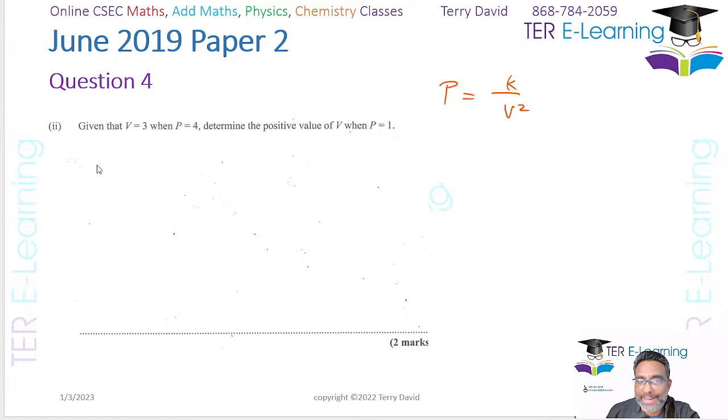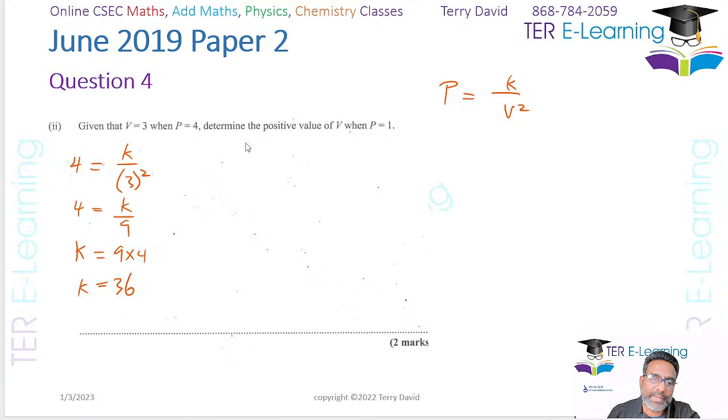So let me work out k again, right? So v is 3 and p is 4. So therefore 4 is equal to k over v squared, which in this case is going to be 3. So therefore 4 is equal to k over 9. And if I cross multiply, I'm going to get k is 9 by 4. So therefore k is 36, right? So therefore your formula is p is equal to 36 over v squared.